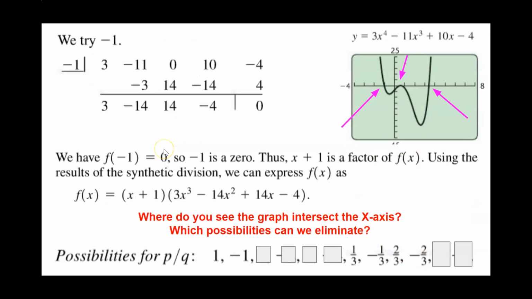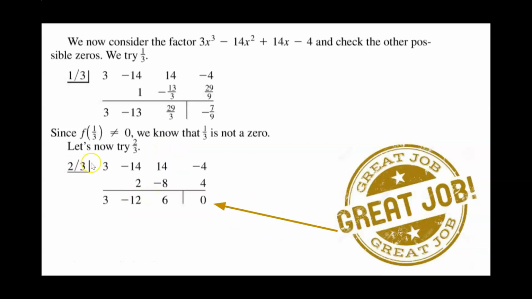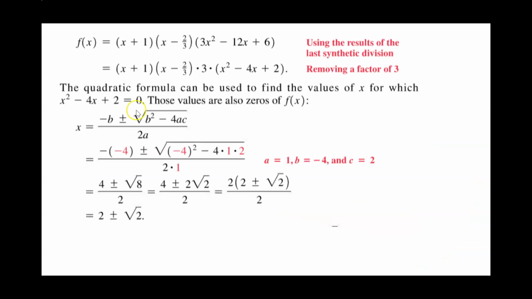So we have -1. And then we have 2/3 to be the answer. So x plus 1, then x minus 2/3, and then we drop it down here once we do our synthetic division. The next thing we want to do is look at this one and try to find the GCF.